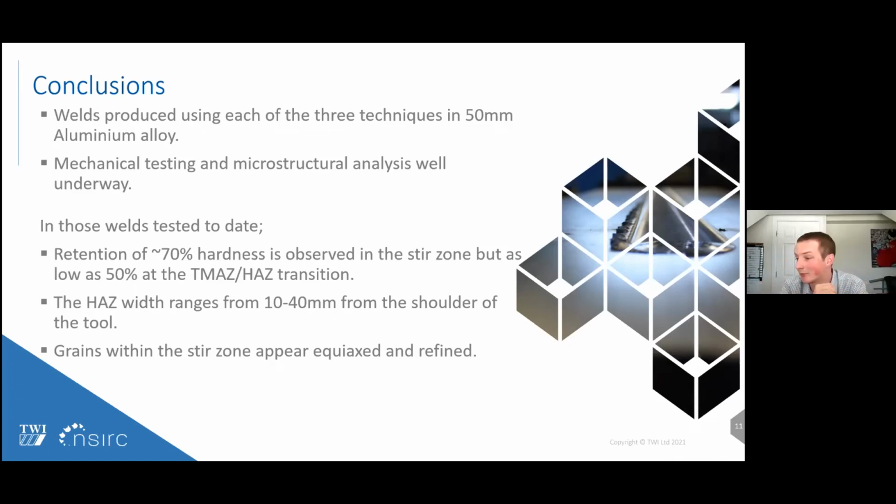And the final point that I had on my conclusions was that the grain structure was equiaxed and refined, but this just meets with what literature would suggest should be occurring anyway.